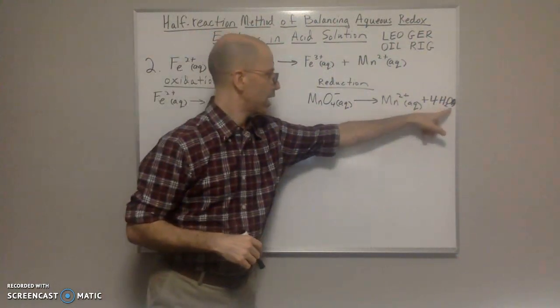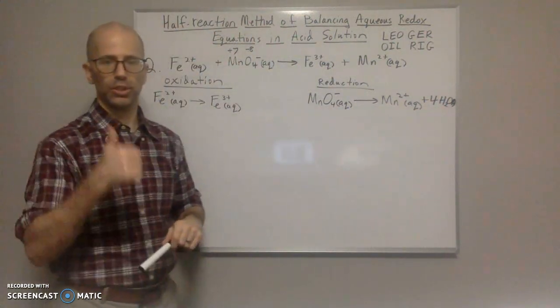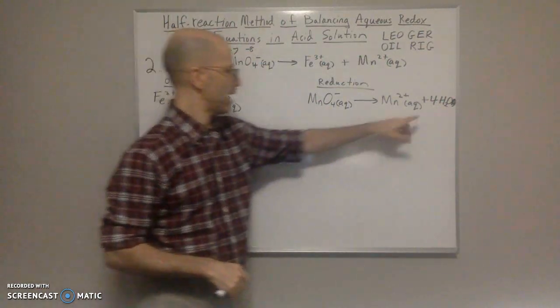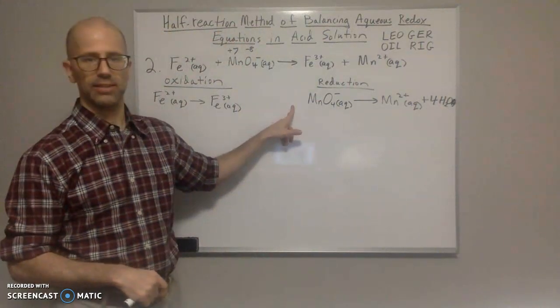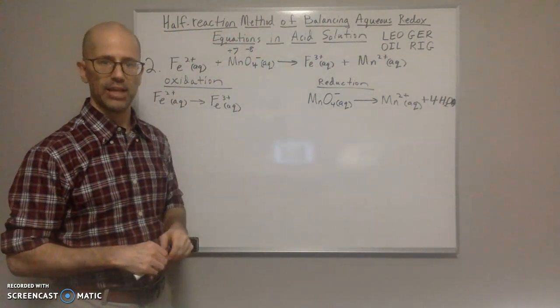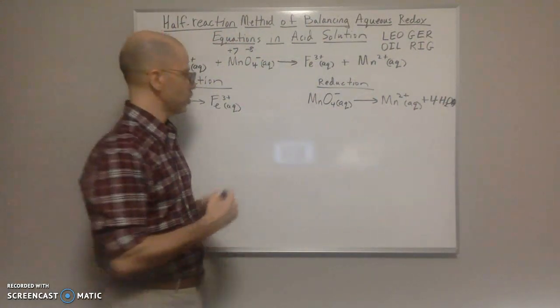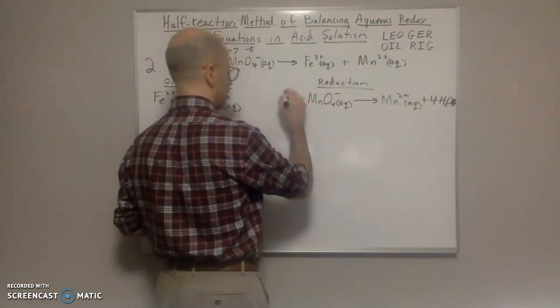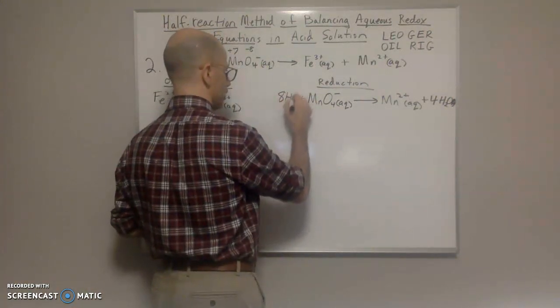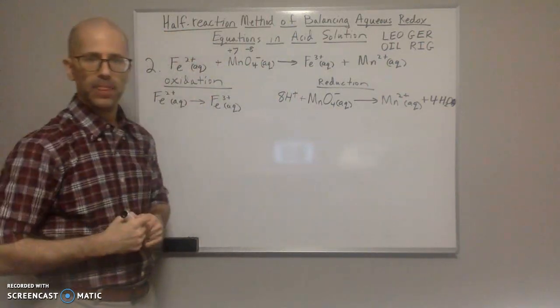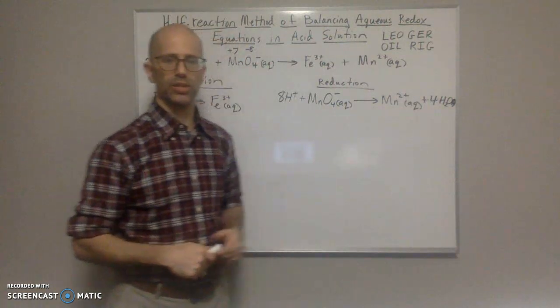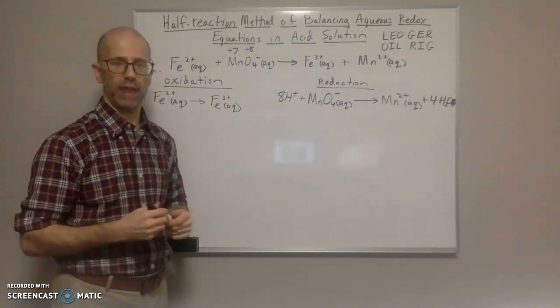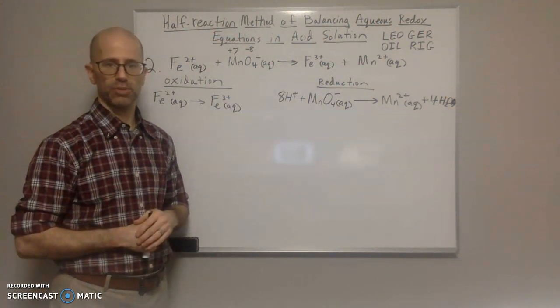So now we have 4 oxygens, great. But now we have 8 hydrogens on this side. We have no hydrogen on this side. So this is where the H plus ion comes in. So we're going to add 8 H plus ions on that side. And so now we have a balanced equation with respect to the numbers of atoms and elements on both sides.